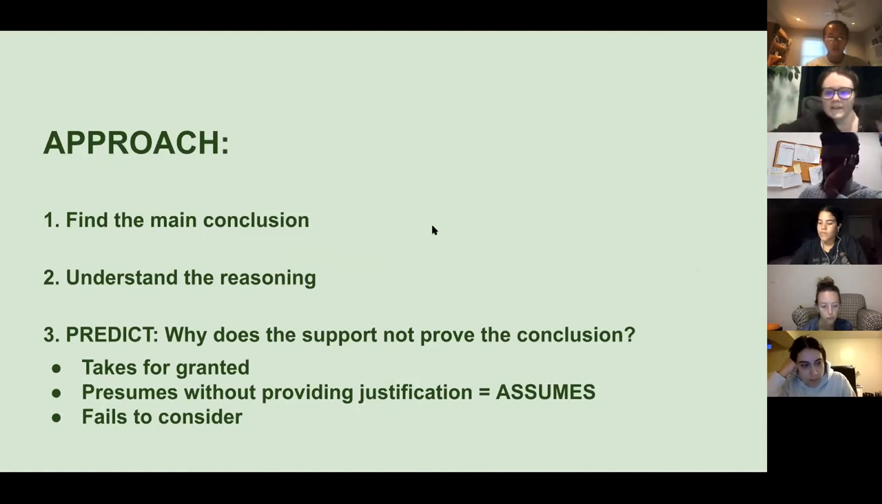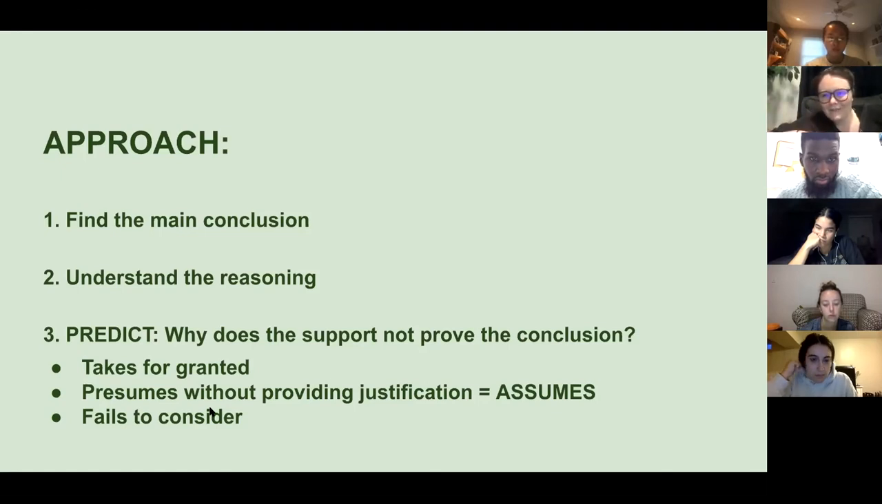And then we want to predict, just as we just did, why does the support not prove the conclusion? So what is it taking for granted? What is it assuming? What is it failing to consider? You don't have to answer all three of these for every question. Just pick out one of them. Some of them, it'll be easier to do one than the other. But we really want to see that gap. Like, why isn't this 100%?